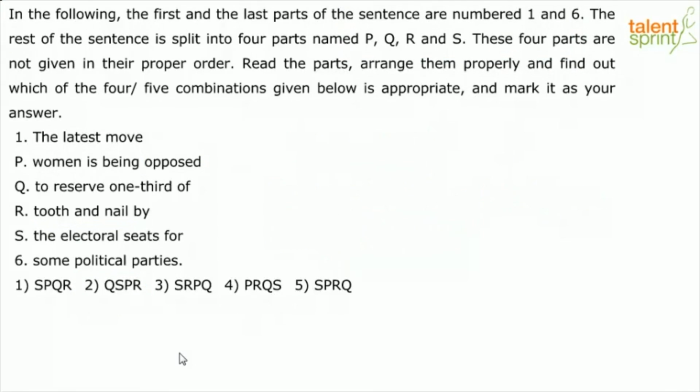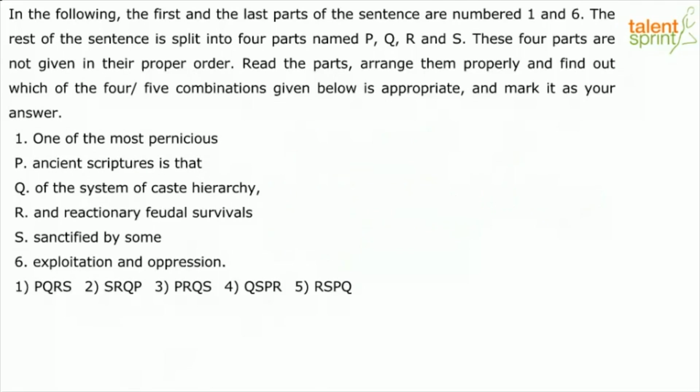So most of you got it right. The rest of you who said other than option 2, now you know what to look for. Let's look at the next one. One of the most pernicious, and then I have PQRS, and then I have exploitation and oppression. So another tip for you is, by applying the strategies, you also tend to save time, right? Quickly. So I'm going to ask you guys, what's the one clue in this question which will help you save time without even having to go through everything?